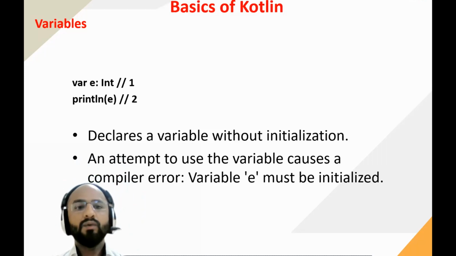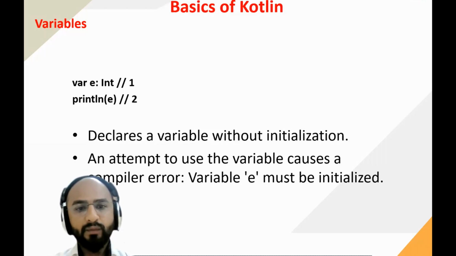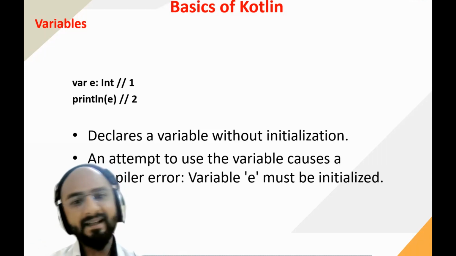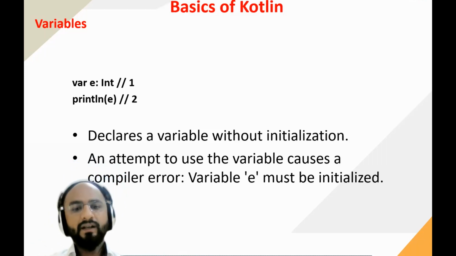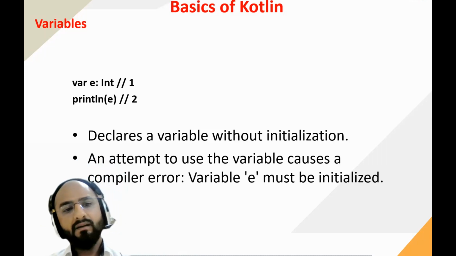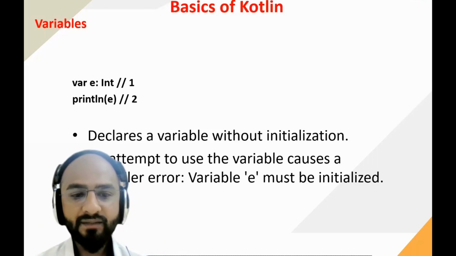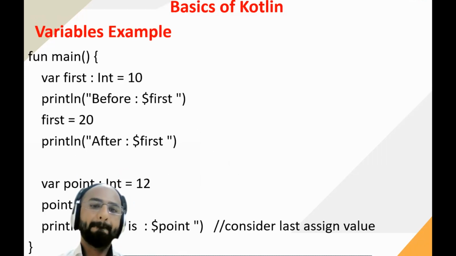In Kotlin, you cannot declare a variable without a value. So what does it mean? It means that whenever you are creating a variable, it needs to be initialized. Otherwise, you do not create a variable. If you do not have a value to store, then do not create a variable, please. Kotlin is saying that, right? So an attempt to use that variable causes a compilation error. Why? Because we have not initialized the value of the e variable, and we are trying to print it. That's why it will give the compilation error.